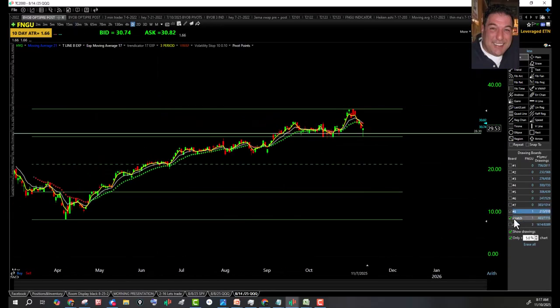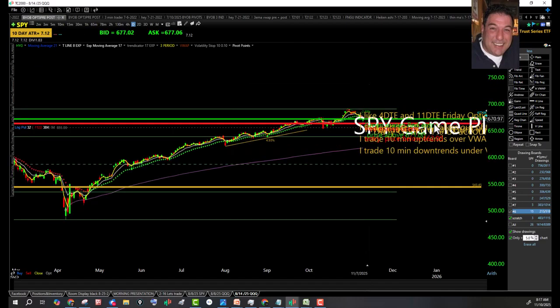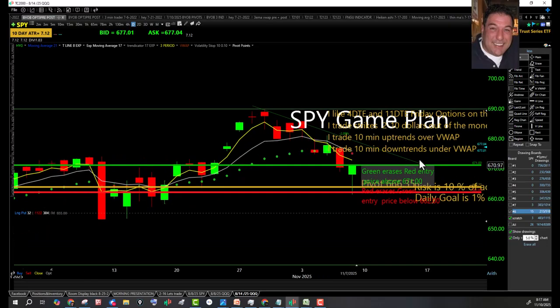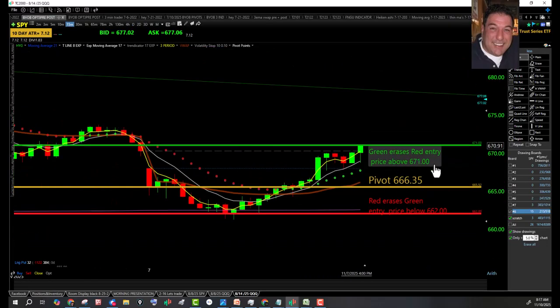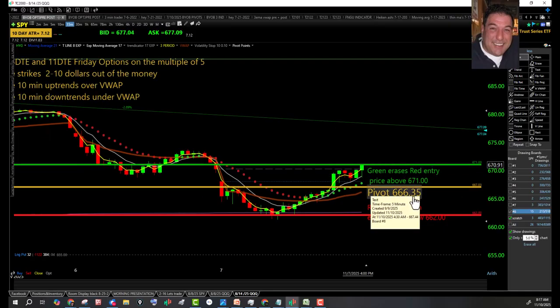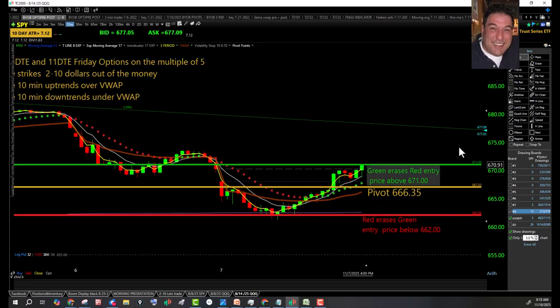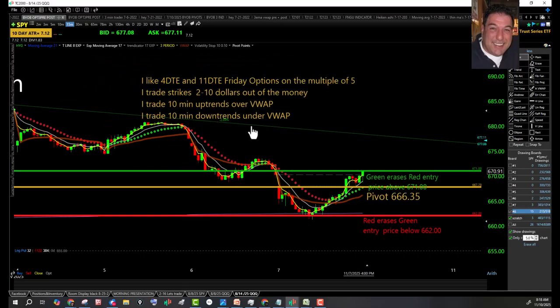Let's take a look at game plans. Start off with SPY. All right, SPY on the 15-minute. Okay, green erases red on SPY over 671. Pivot 666.35. Red erases green underneath 662. We're up here at the downtrend line. You can see right here. All right, so we're trying to cross the downtrend line.